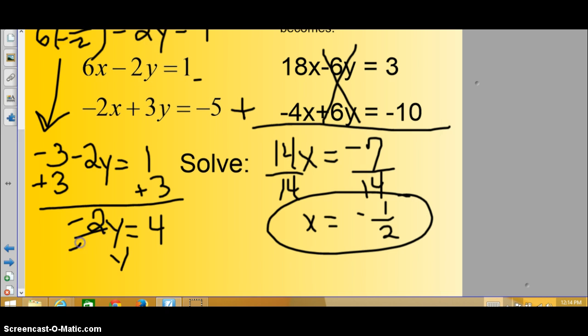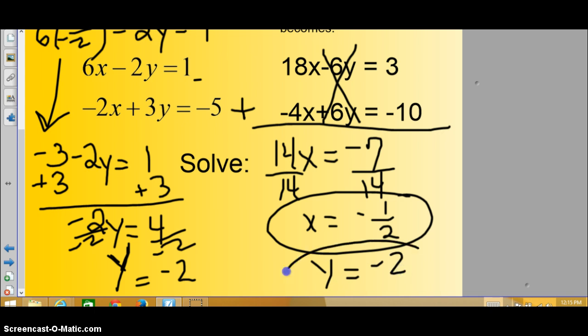When I divide by that negative 2, it's very sloppy writing, but what I end up with is y equal to negative 2. So I've got these two coordinate numbers, if you think of x as negative 1/2 and y as negative 2.